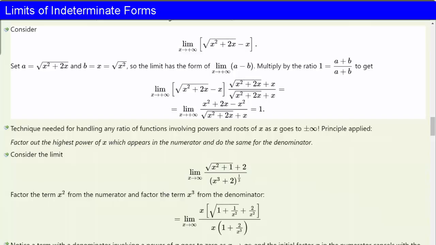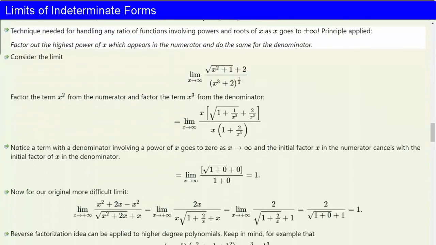Multiply the given limit by the ratio 1 equals a plus b over a plus b to get the expression that we've written down, which simplifies then using our factorization to a numerator with just a squared minus b squared. That numerator simplifies to 2x and the limit becomes 1. Now the fact that that limit is 1 does need some explaining, and in fact introduces another very important technique for handling any ratio of functions involving powers and roots of x as x goes to plus or minus infinity.